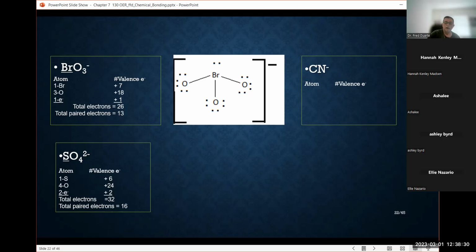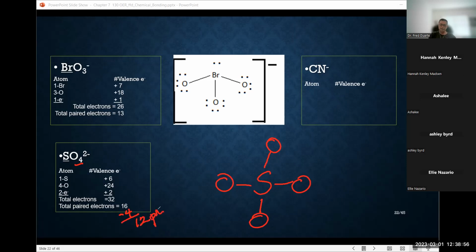Now we're going to draw it. Sulfur is the central atom. Note that there are 4 oxygens bonded around the central atom, so we can quickly write the bonds of 4 oxygens around the central atom. That took care of 4 bonds, so we have a total of 12 pair left to put someplace. Let me ask you a question. Can I put any more electrons around sulfur?